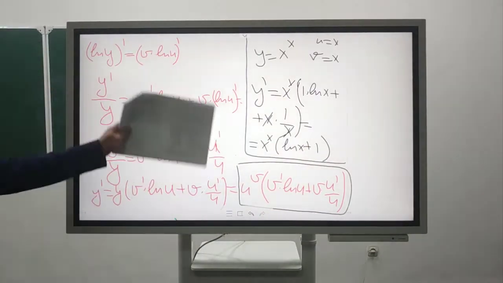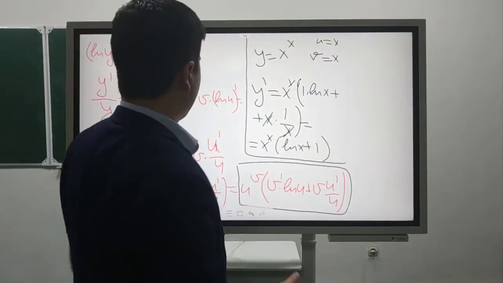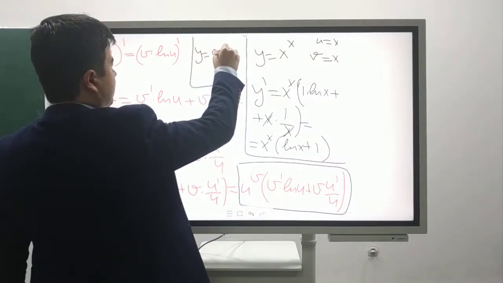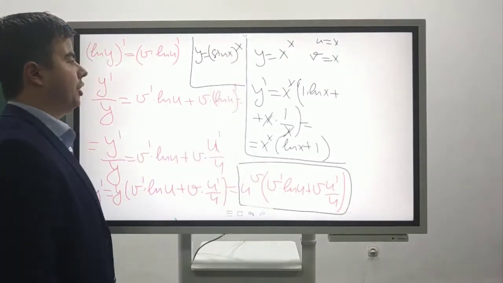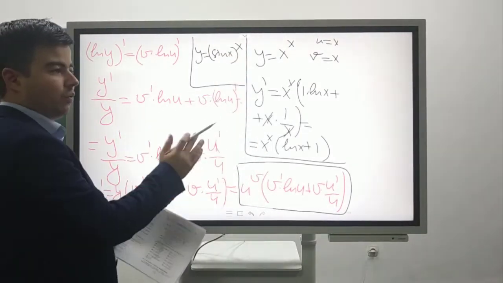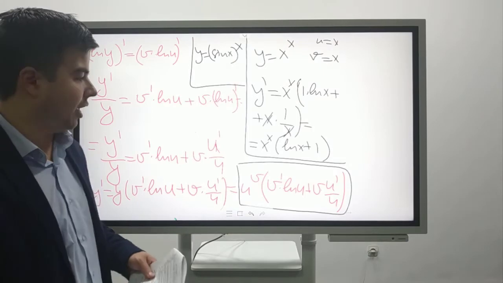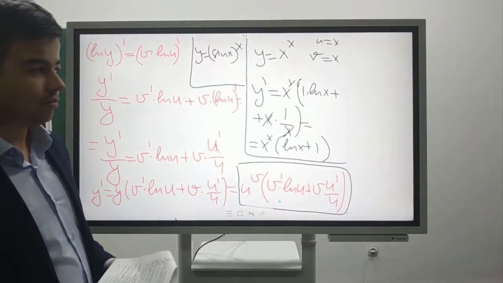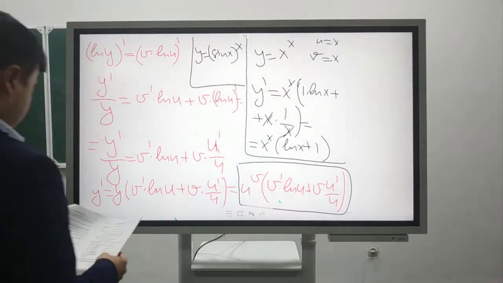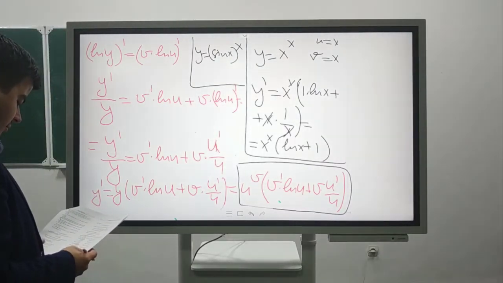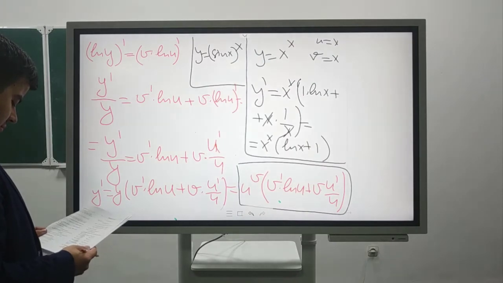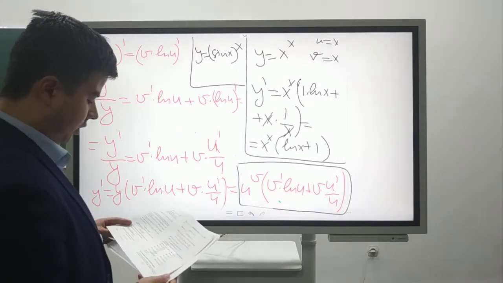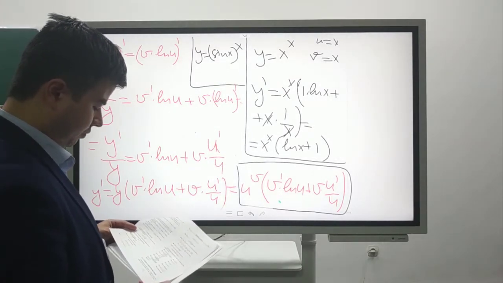So very easy now. We can find, for example, the derivative of y equals sine x the power of x, or x squared, or 5x, or sine x the power of cosine x, this way, by this formula. I think it's clear how to find such kind of examples.